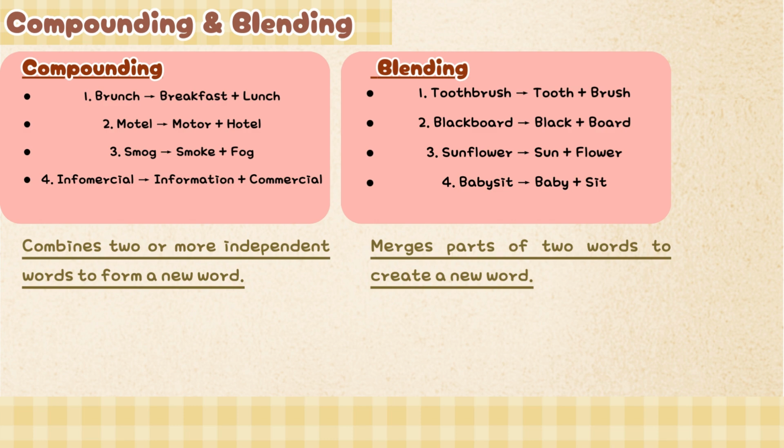On the other hand, a blend is created by combining parts of two words to form a new word. For example, brunch comes from breakfast and lunch, while motel combines motor and hotel. Other examples include smog, formed from smoke and fog, and infomercial, derived from information and commercial. Both processes demonstrate the flexibility of language in creating new words.